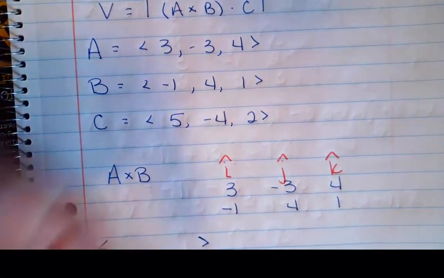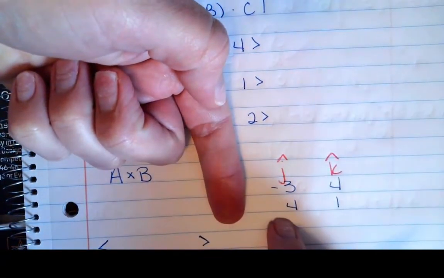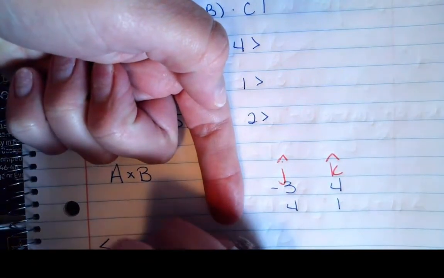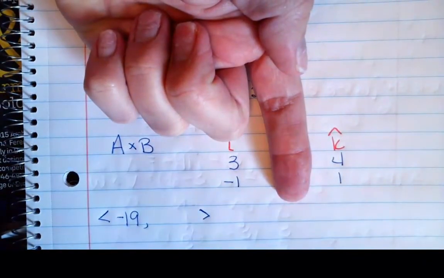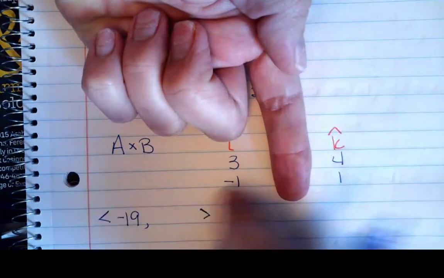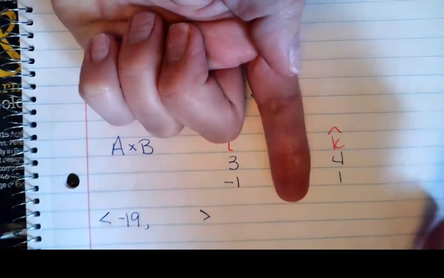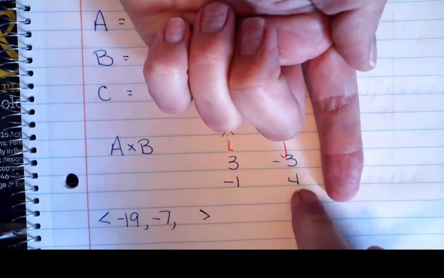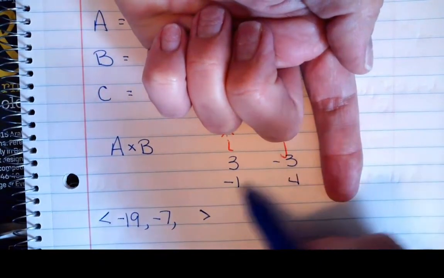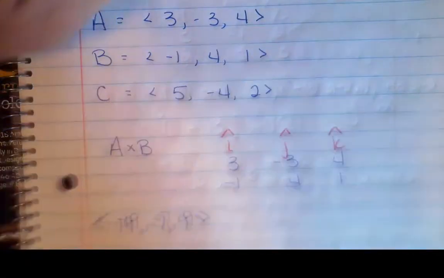So if I want i, cover it up. So -3 minus 16 is -19. Cover up j, but remember to change the sign. So 3 times 1 is 3, minus -4 is 3 plus 4, which is 7, but change the sign on j, so it's -7. And then k, 3 times 4 is 12, 12 minus 3 is 9. So that is the cross product.